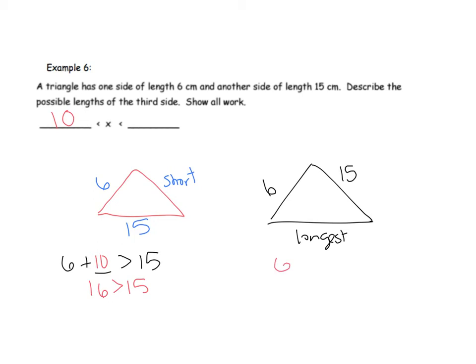Now let's look for the longest. That means we have 6 plus 15 is greater than some value. 6 plus 15 is 21. So 21 is going to be greater than 20. So our answer is 10 is less than x, which is less than 20. That would be the range of possible answers that would actually make these triangles work.